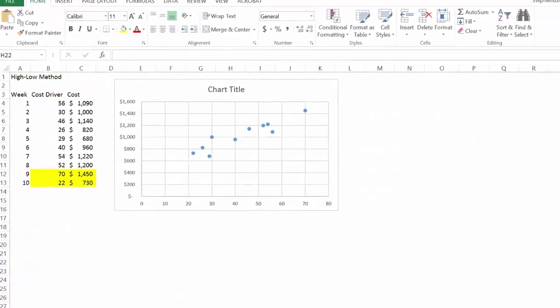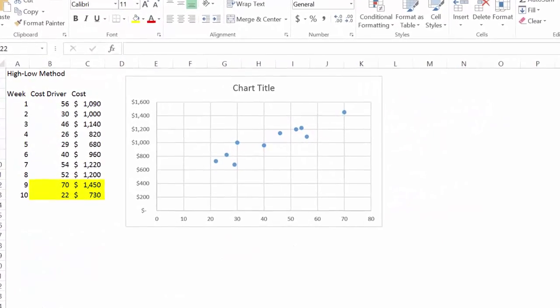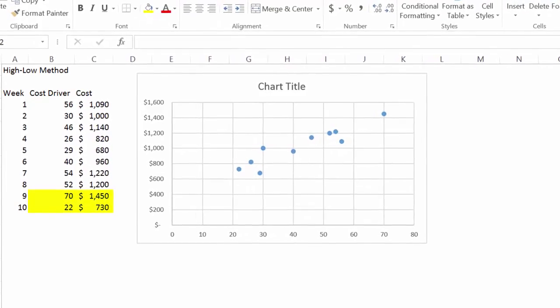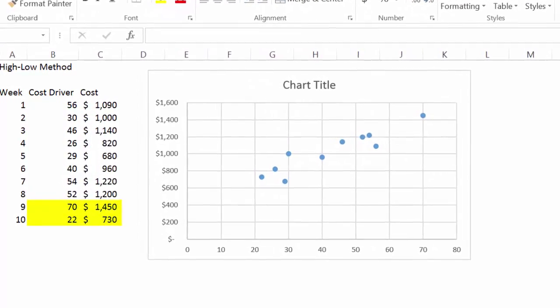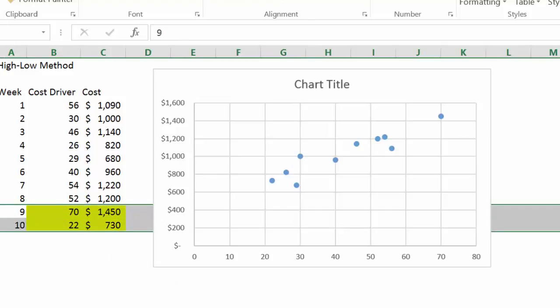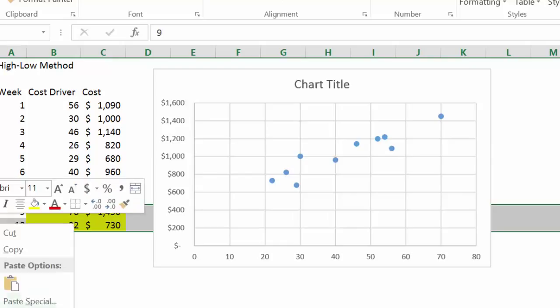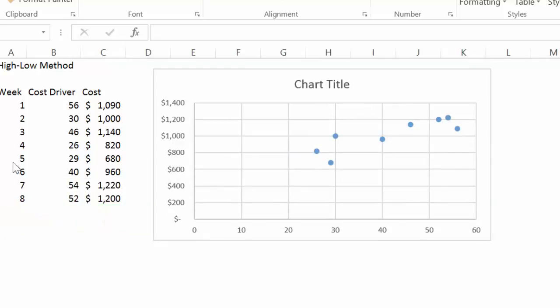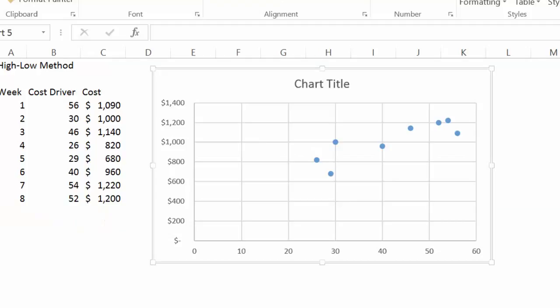Okay, so we're back to the beginning. Everything is cleared off. This is exactly what we started with. We've identified our high and our low, but notice that those are in weeks 9 and 10. What would happen if they had decided to do this analysis at the end of the 8th week? Let's just go ahead and delete these two observations. You can see that the chart updated. It no longer has those two observations. We have a new high and low.